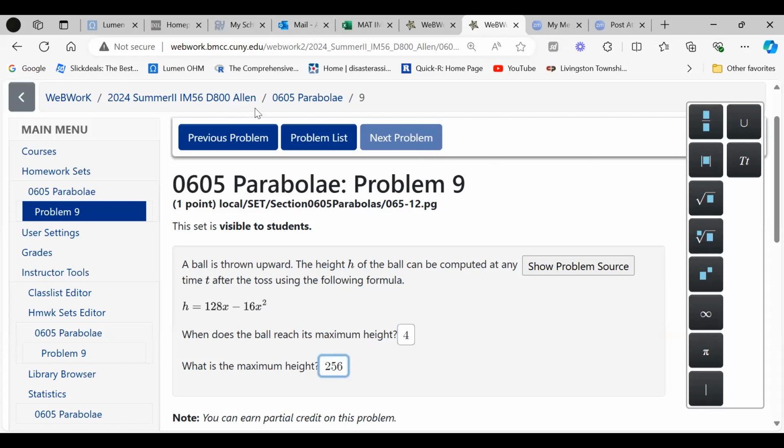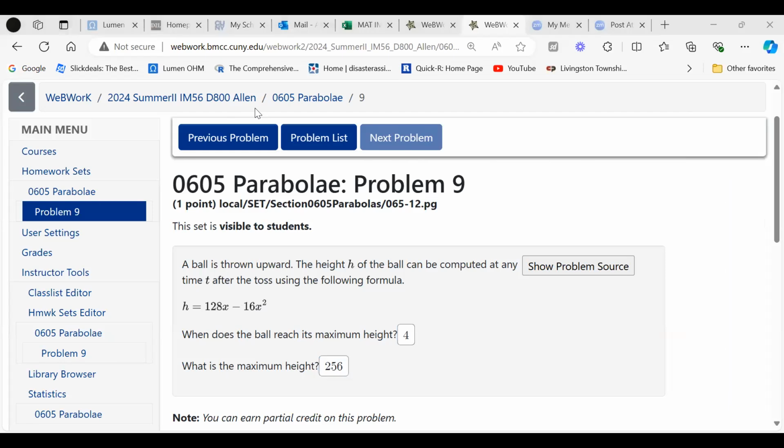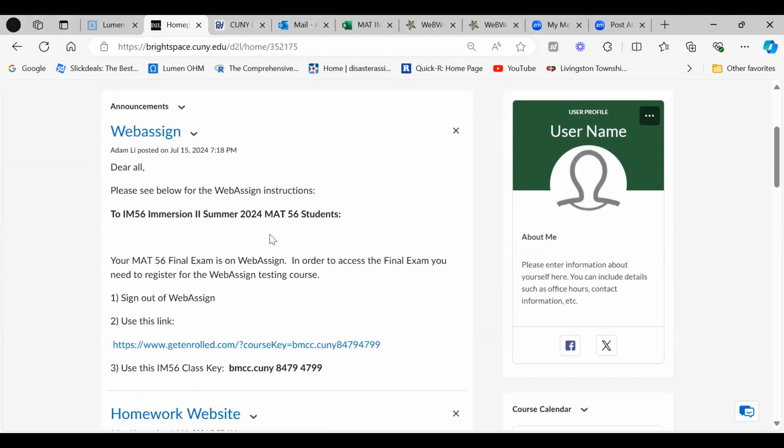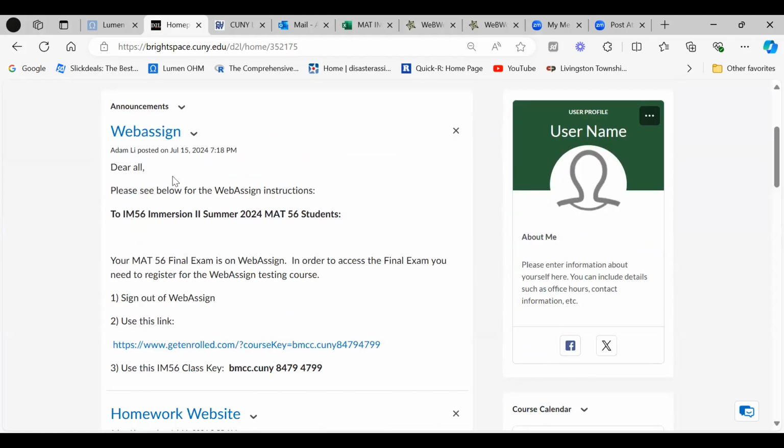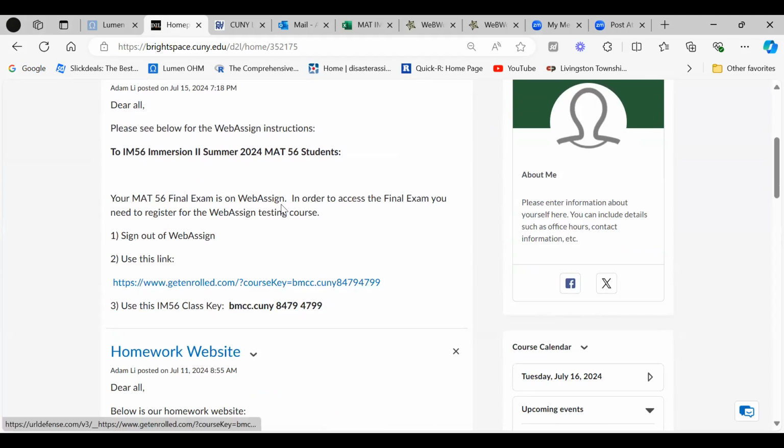Now let's get to the midterm review. We're gonna take a look at the midterm review. So everybody log on to the website. If you forget how to log in, you can go to our Brightspace course, where I posted this instruction. There's a link here. You can just click on the link I posted yesterday. It'll take you to the exam website.